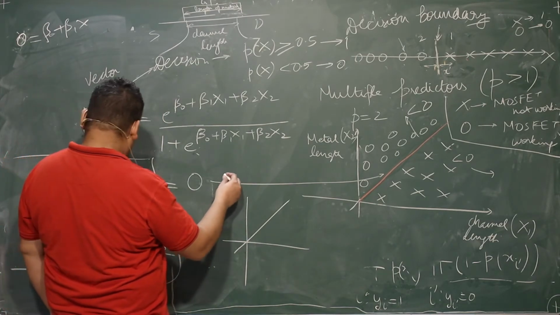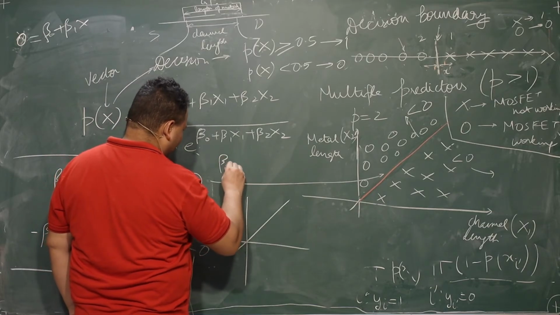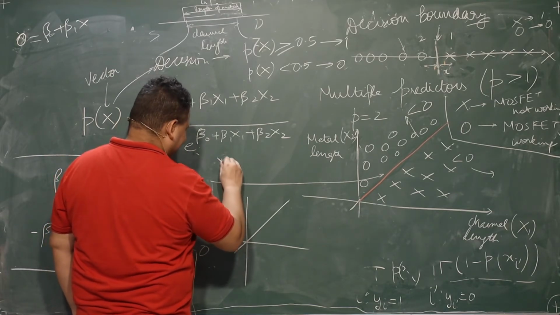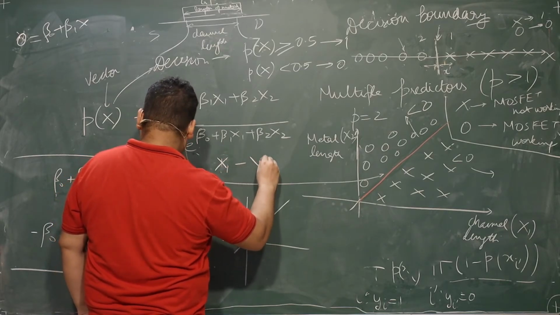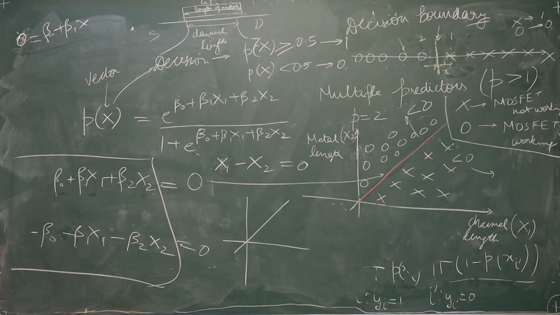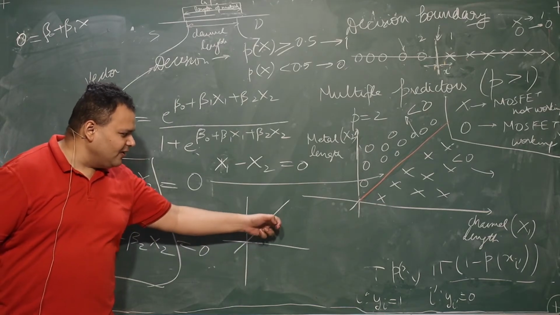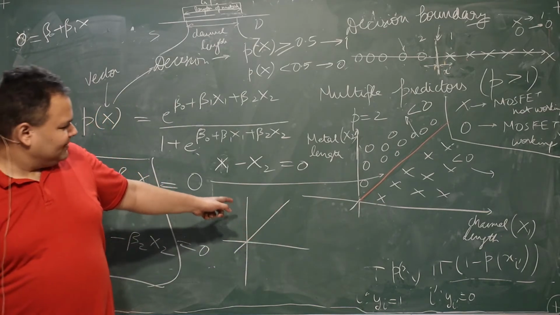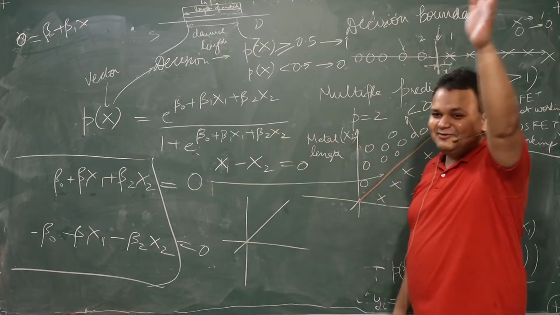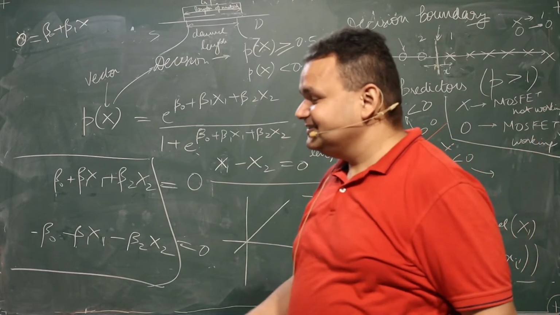So we get beta 1, which is 1, and x1 minus x2 is equal to 0. This is our line, right? Assuming that this is passing through 0 and the slope is 1, will this line correspond to this or no? Do you agree? Anybody? Yes sir.